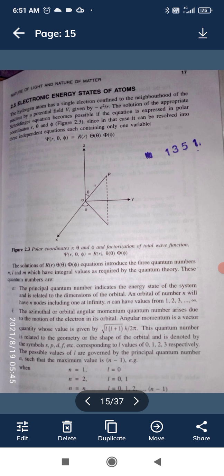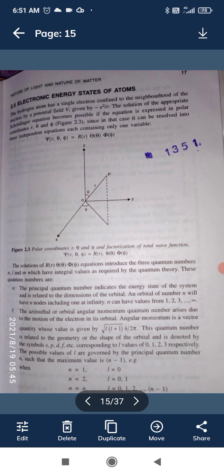So the solutions for these are theta, phi and psi equations, which introduce the three quantum numbers n, l and m, which have integral values required by the quantum theory. These quantum numbers are: one, n, the principal quantum number, which indicates the energy state of the system and is related to the dimensions of the orbital. An orbital of number n will have n nodes including 1 at infinity.